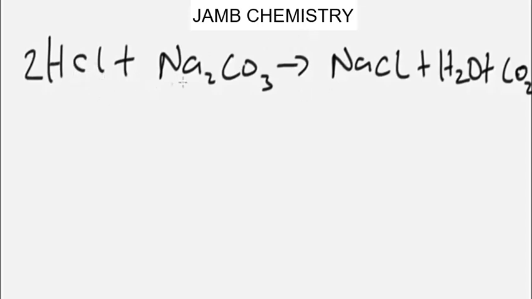We have two atoms of chlorine at the left. We have one at the right. So we add 2 here. Chlorine is now balanced. Let's balance sodium. Sodium is 2 here at the left. Sodium is also 2 at the right. Sodium is balanced. What of carbon?